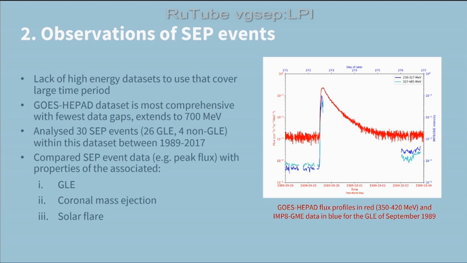We looked at this data set, but it was pretty useless for studying these big events. Within this data set, we identified 30 SEP events, 26 of which were GLEs and 4 were non-GLEs. They all occurred between 1989 and 2017, so they span 3 solar cycles, 22, 23, and 24, I think. Within that data set, we compared the SEP event data, things like the peak flux and the fluence, with properties of the associated GLE, coronal mass ejection, and solar flare. I'm just going to briefly talk through some of the results.